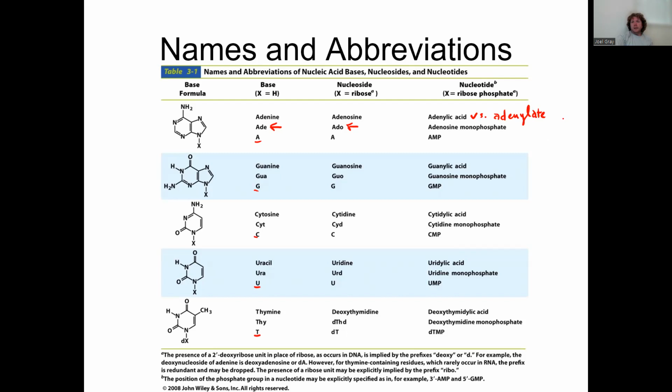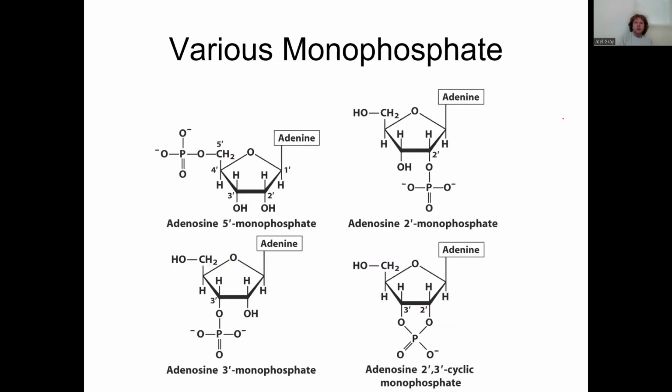And to be completely honest, because we are talking about physiological conditions at a neutral pH, it's pretty uncommon that I will ask about adenylic or guanylic acid. Instead, I'm going to talk about adenylate or guanylate or deoxyguanylate, because that is the form of the molecule that is physiologically relevant. Okay, so here are a couple more different depictions.